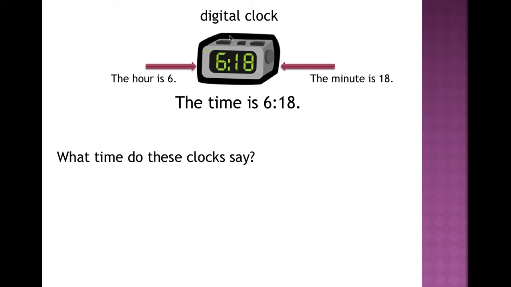For this digital clock, the hour is right before the colon, these two dots. The hour is always first, and then the minutes come second. So over here, it tells us right then and there that the time is 6:18.